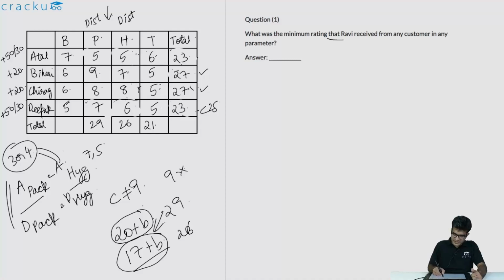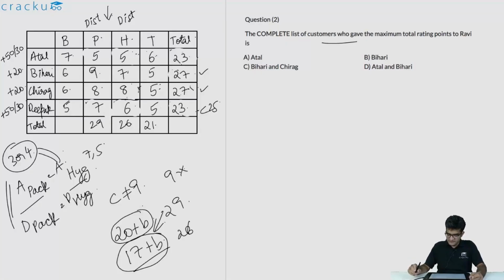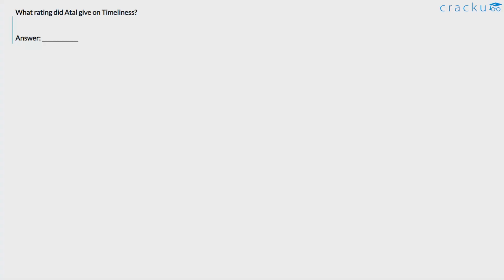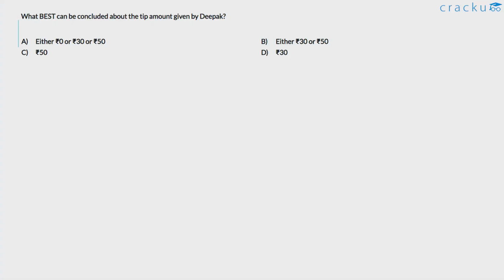What is the minimum rating that Ravi received from any customer in any parameter? The minimum rating is 5. The complete list of customers who gave the maximum total rating to Ravi is Bihari and Chirag. What rating did Atal give in timeliness? Atal gave 6 in timeliness.